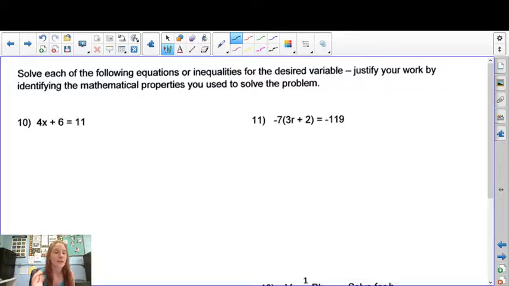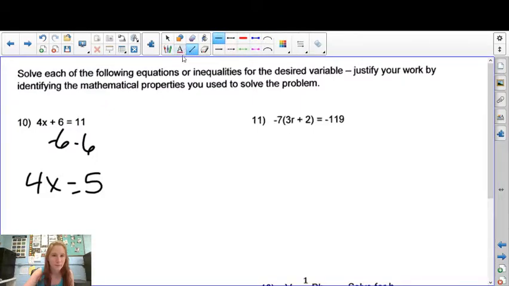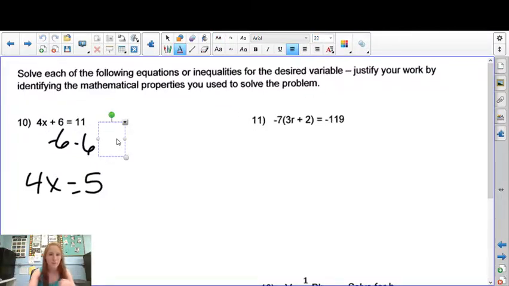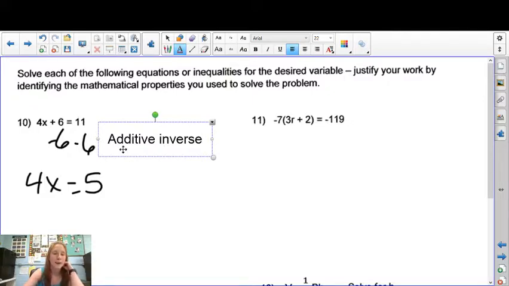All right, first I have to subtract 6, which gives me 4x is equal to 5, because 11 minus 6 is 5. So this is the additive inverse. My additive inverse is subtraction of 6, since I have an addition of 6.